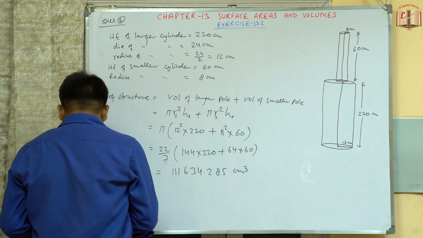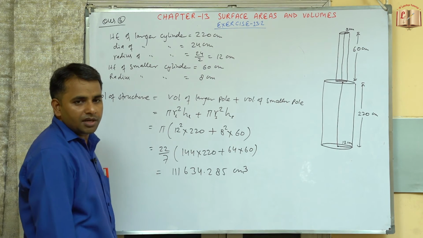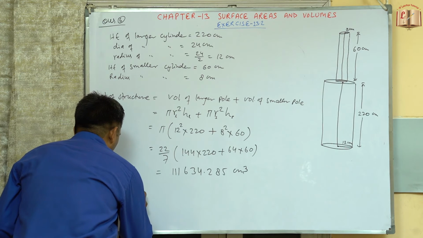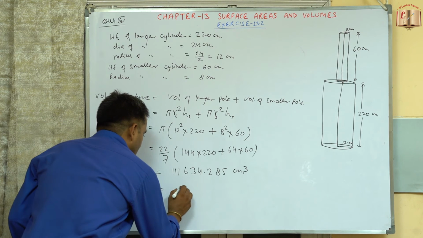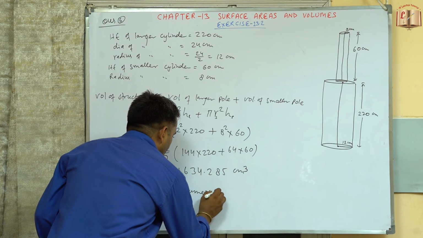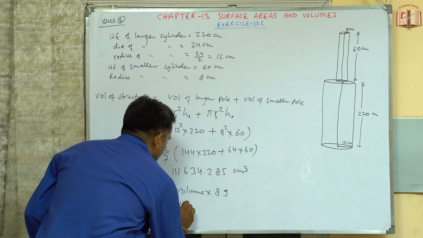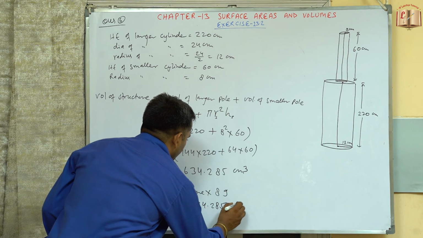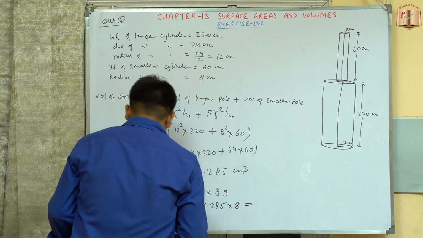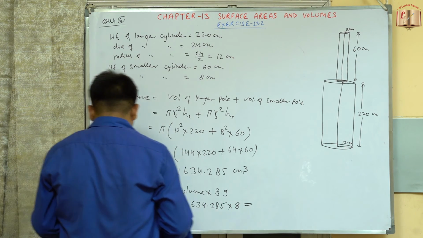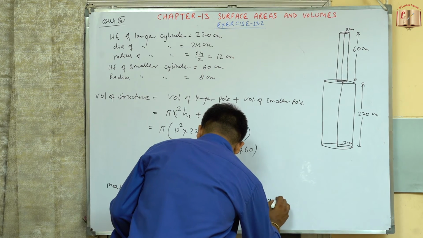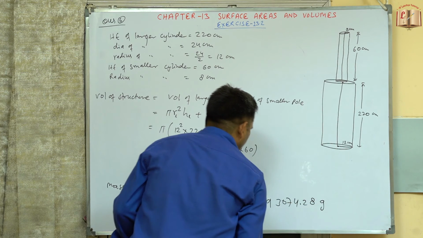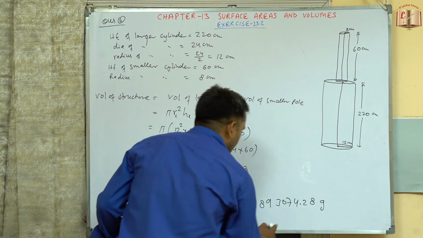Now we need to find out the mass. It is given that for 1 centimeter cube the mass is 8 grams. So mass of pole will be equals to volume into 8 grams. So this is 111,634.285 into 8. So this will be equals to 893,074.28 grams, or we can convert it into kg by dividing by 1000.